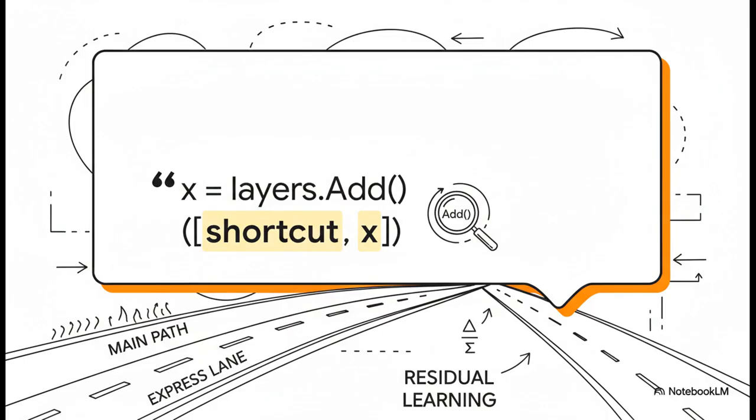And believe it or not, this one single line of code is where all the ResNet magic happens. layers.add, in parentheses, shortcut, X. That is the whole thing. This is the moment that express lane merges back onto the main highway.